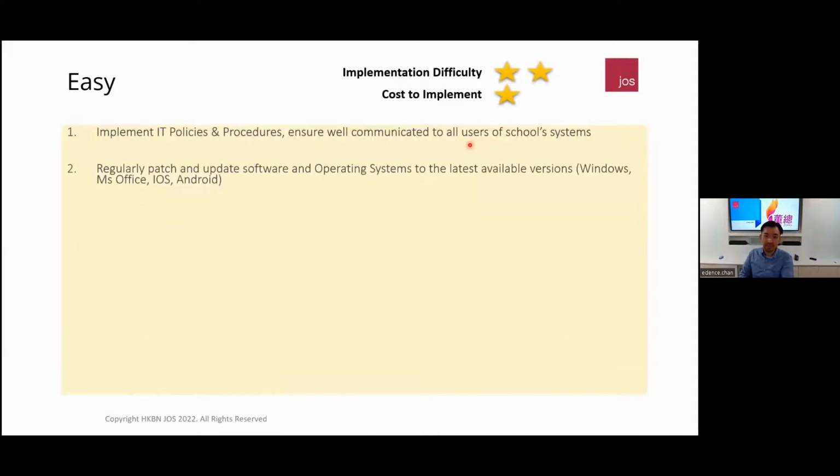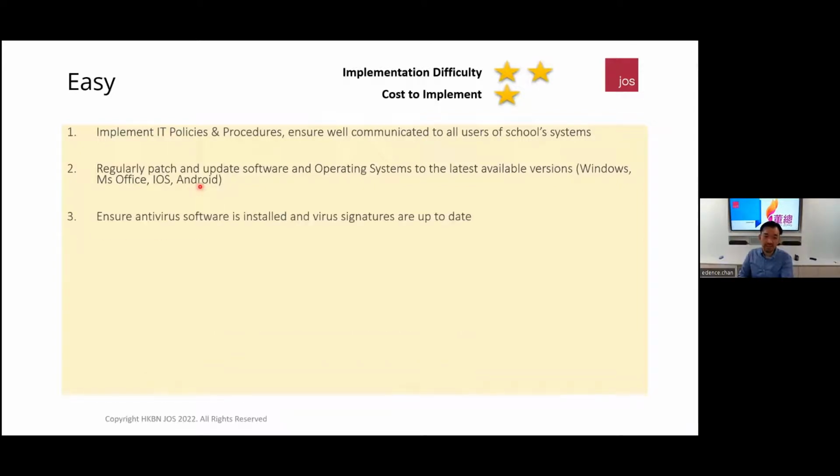Second, we should always regularly patch and update our software, including our operating system. For example, our Windows, our Microsoft Office, our Acrobat Reader, our iOS devices, or our Android phone. This should be a good practice that we do regularly, because we cannot deny that software is written by programmers, and we cannot avoid there being a hole or a weakness in the software. But it's good that there are always updates to keep it secure and up to date.